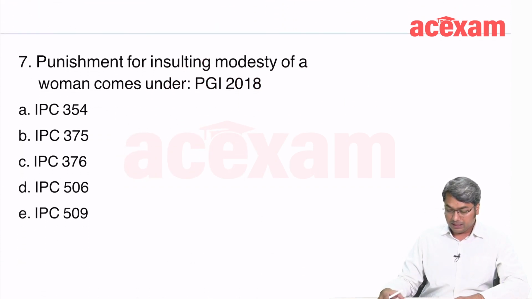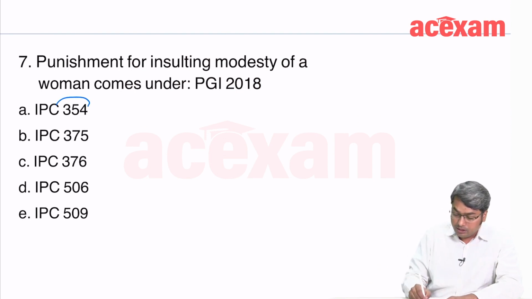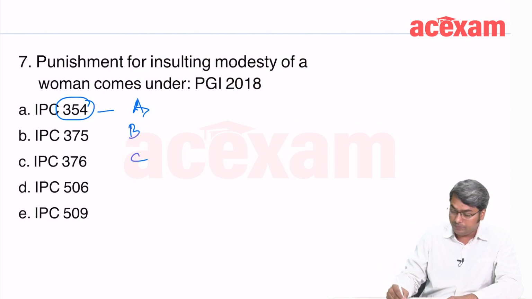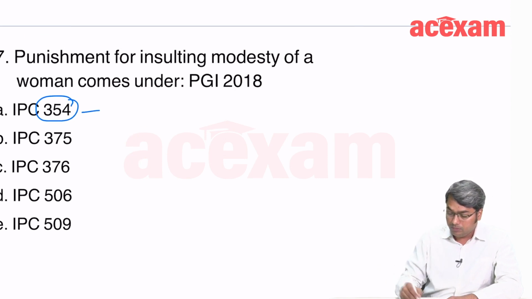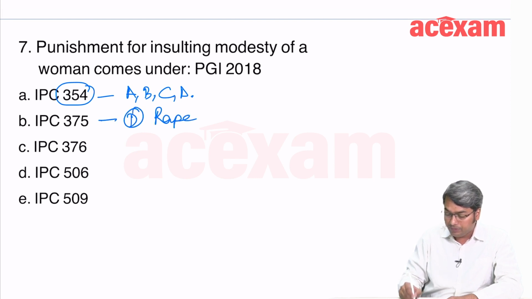Next question. Punishment for insulting modesty of a woman. Punishment for insulting the modesty of a woman comes under section 354 IPC, which has got subsections A, B, C, D. Right. Section 375 defines rape. It is the definition of rape.